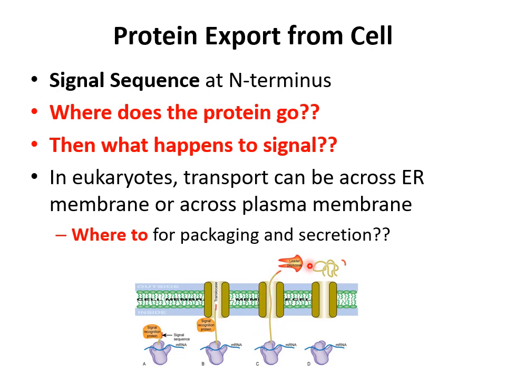And then once that protein is outside of the cell membrane, that signal gets cut off by a peptidase. Okay. And in eukaryotes, the transport can either be across the endoplasmic reticulum membrane or across the plasma membrane itself. Okay. And in eukaryotes, you have the Golgi for packaging and secretion. Okay. The Golgi apparatus is for packaging and secretion.